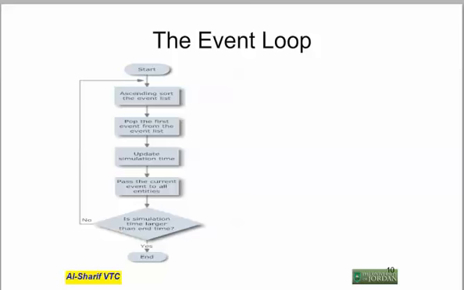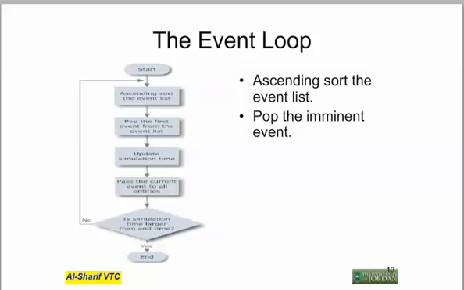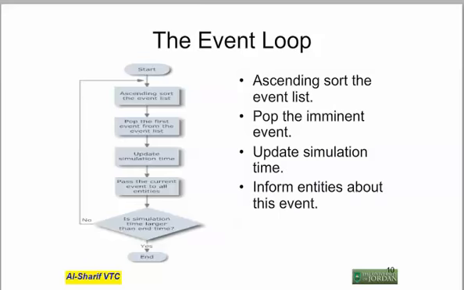This shows a classical event loop for a discrete event simulator. And effectively, what it does is it shows the flow chart. It sorts the events in an ascending list. It looks at the most imminent event, and the term used here is to pop it, take it out. It updates the simulation time, and then it informs all the entities within the software about this event, because they may have an effect on other entities and other events in the simulation. And then it looks at the next event, which will happen chronologically.